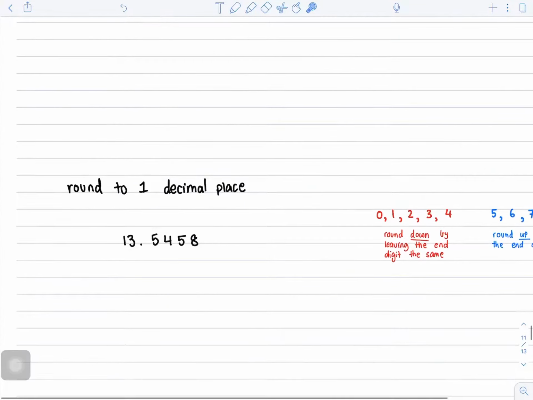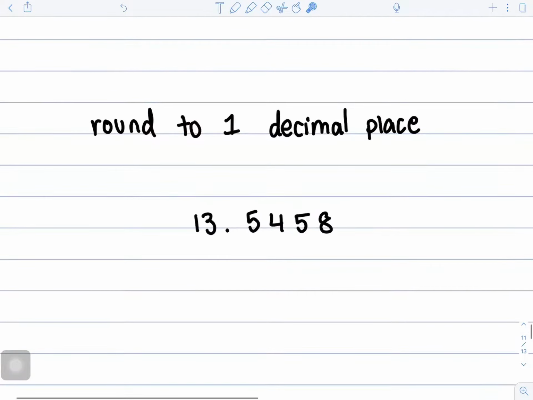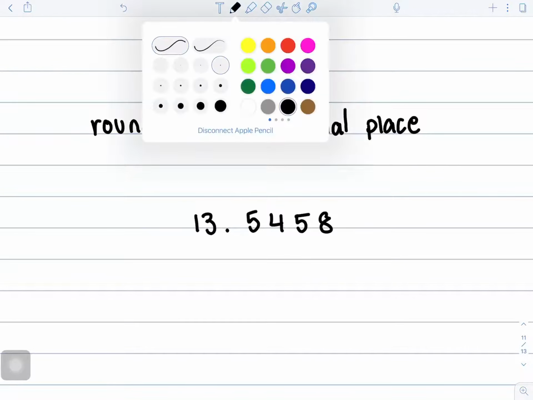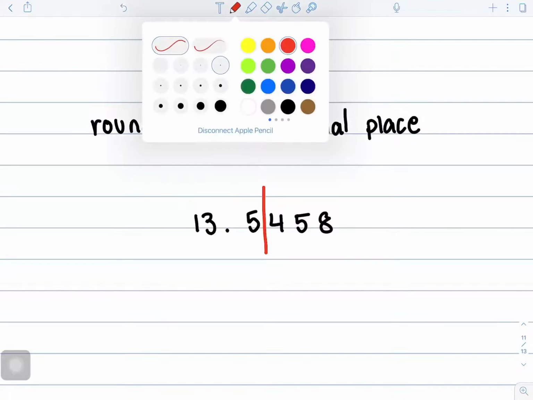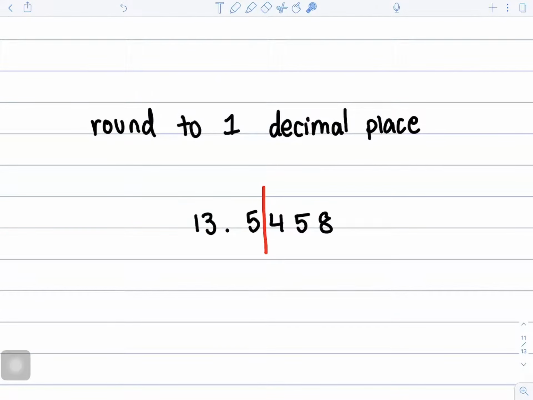Okay. Let's go through another example. Again, we have to round this number to one decimal place. My cutoff point would be right here because I have one digit right after the decimal point. So let's have a look at the critical digit. The critical digit in this case is 4 because it's right after the cutoff point.